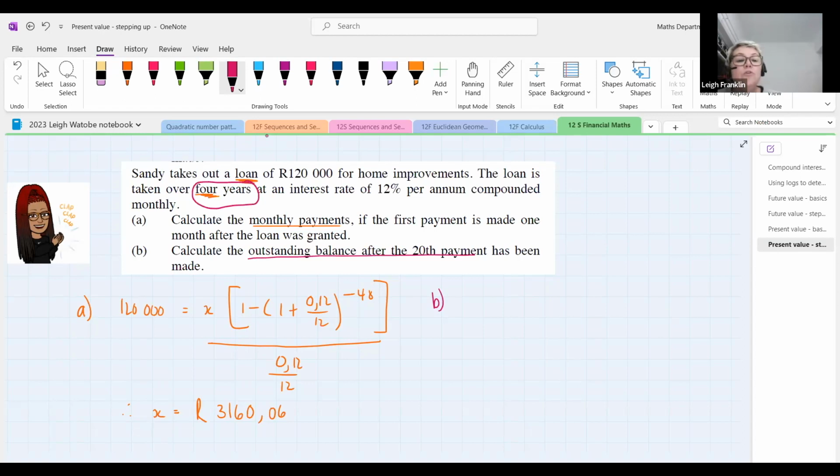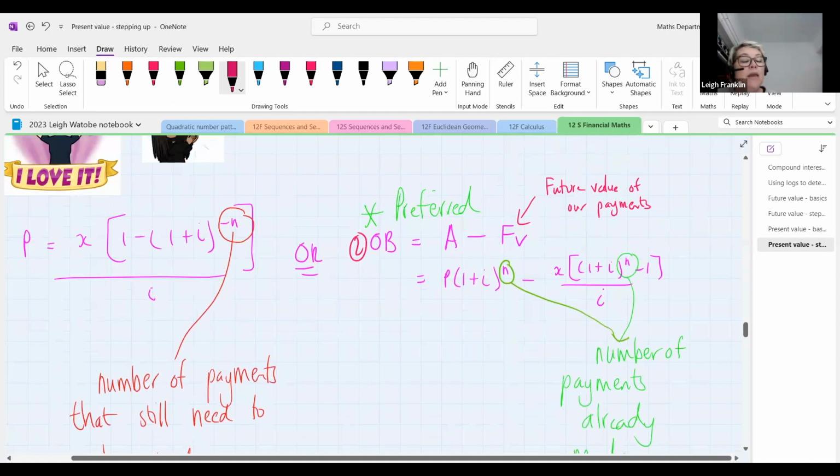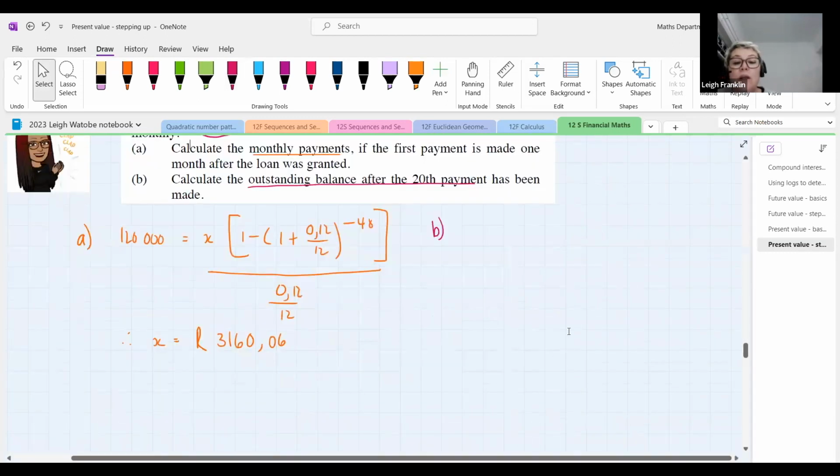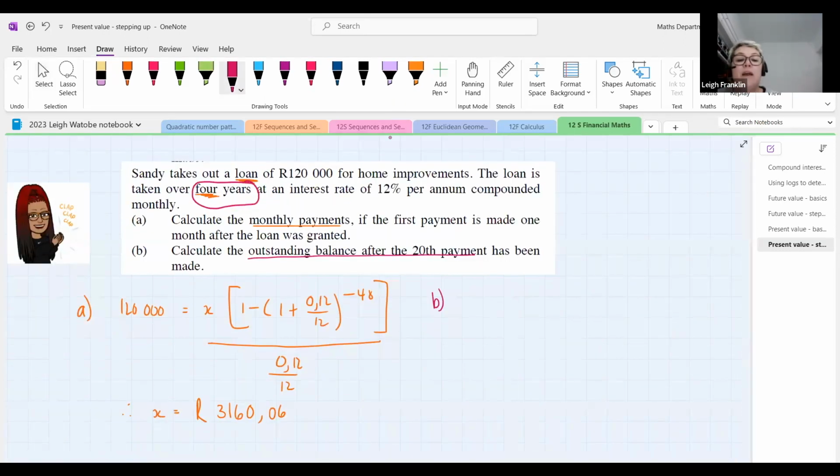So we can use either one of our two formulae. Either we can use present value or we can use A minus future value. Hopefully then when I explain the A minus future value, that'll make a little bit more sense. If we use the present value formula, I'm going to do it both ways for you guys. We can calculate the outstanding balance as a present value, how much Sandy still owes the bank.